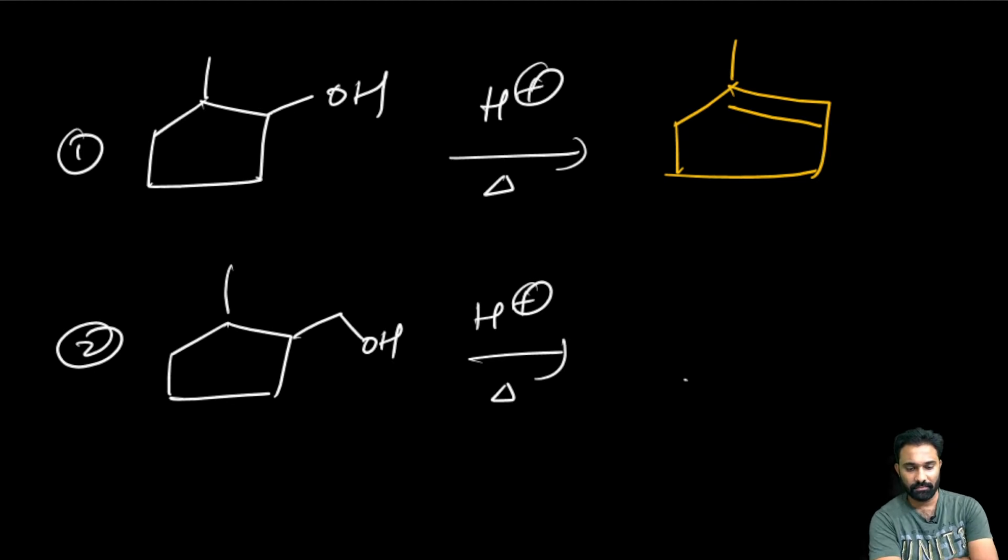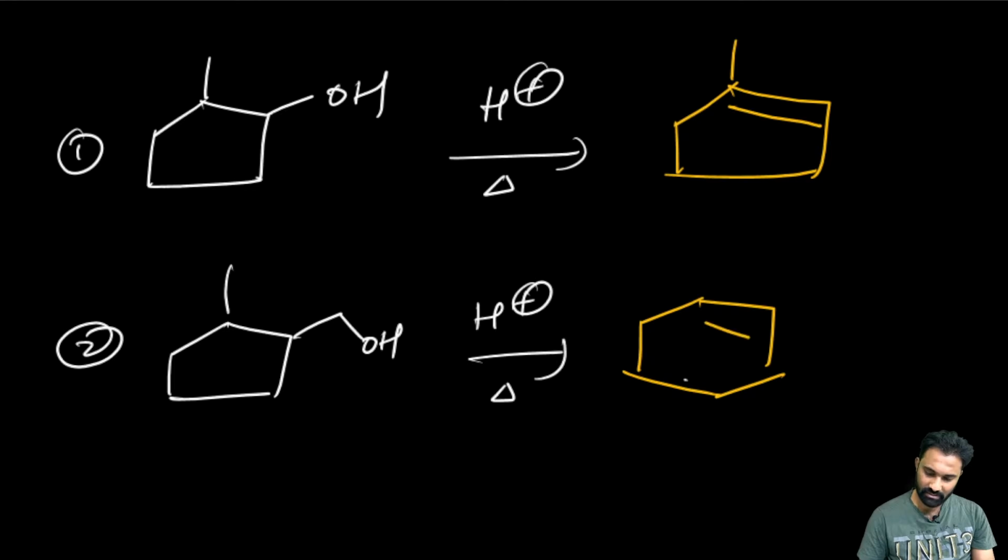Second one, what is the answer? For the second one, methyl cyclohexene, right? Yes, a ring expansion will take place. Now the answer will be methyl cyclohexene. Right?